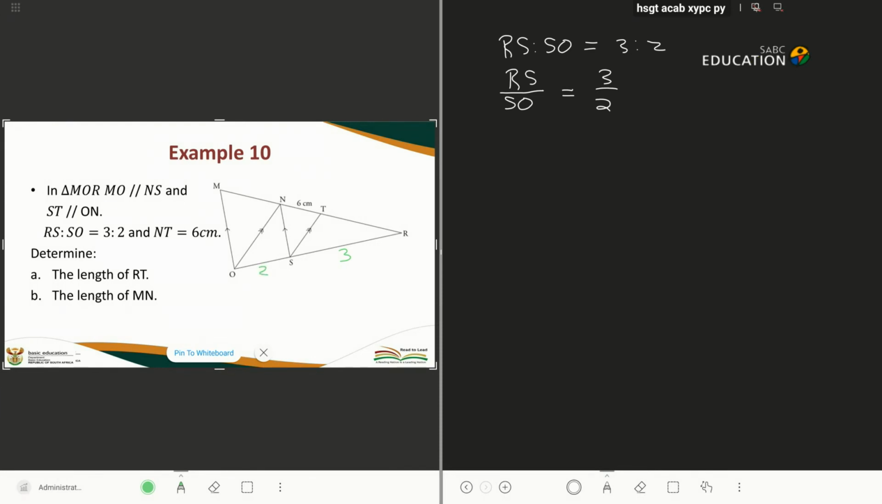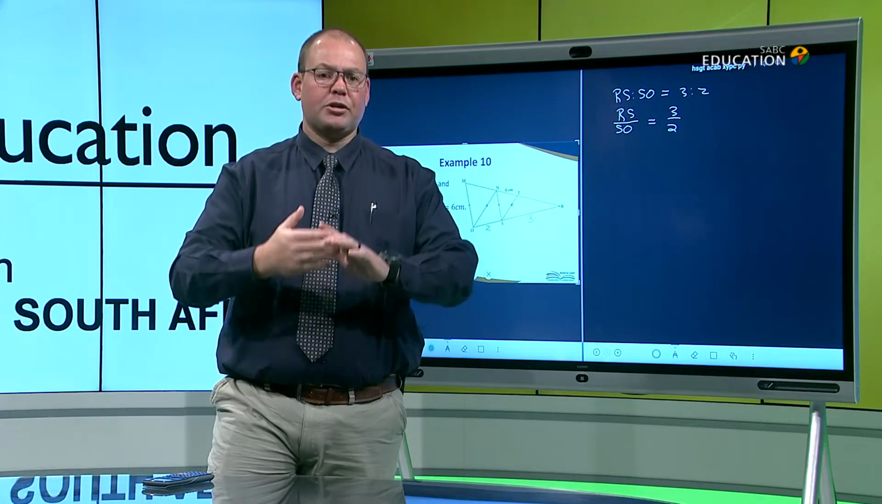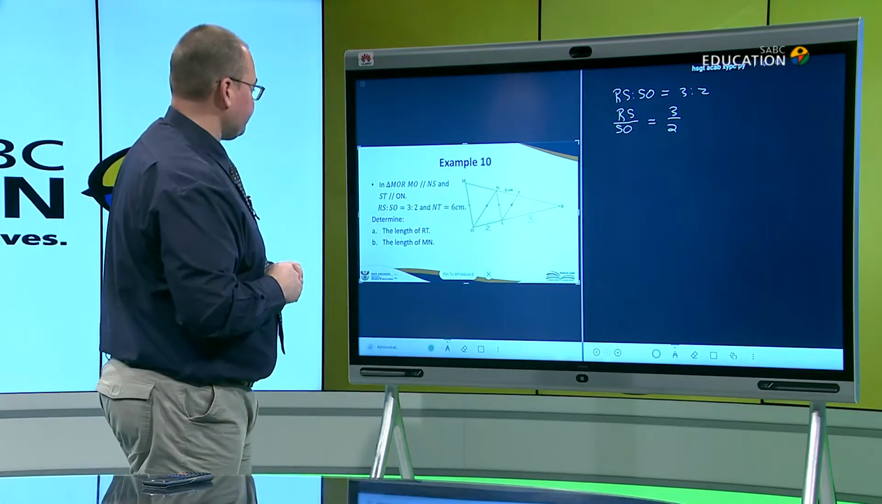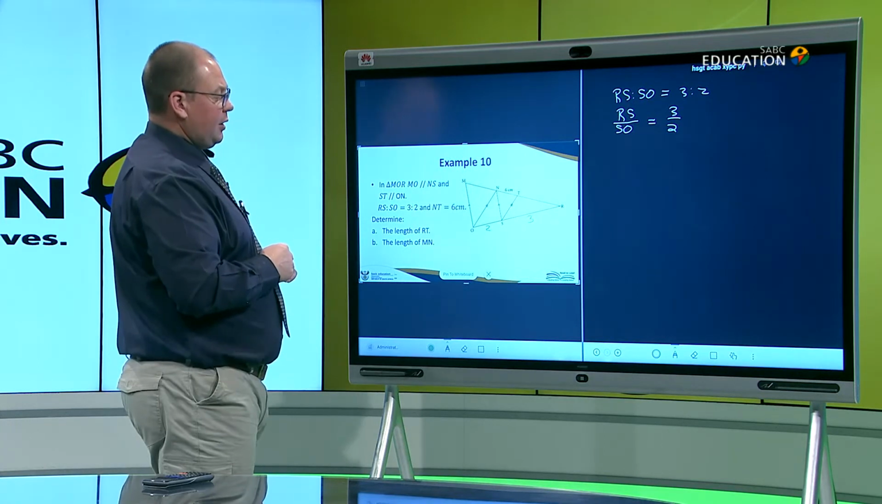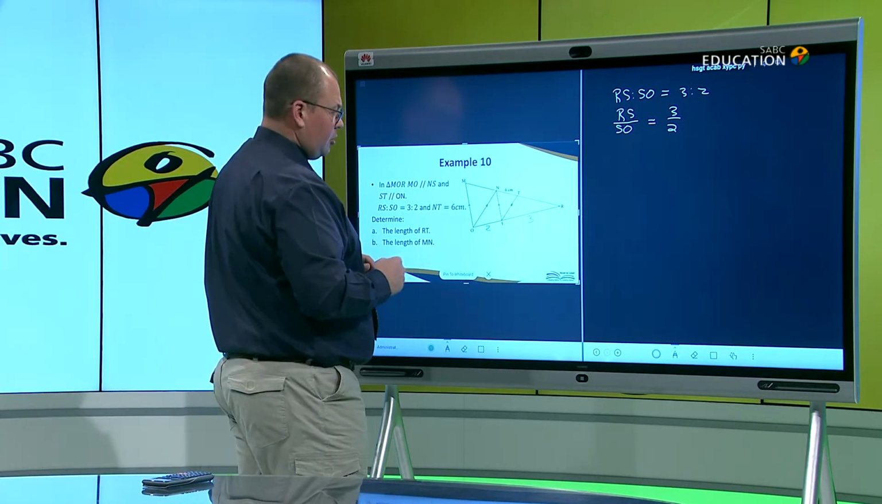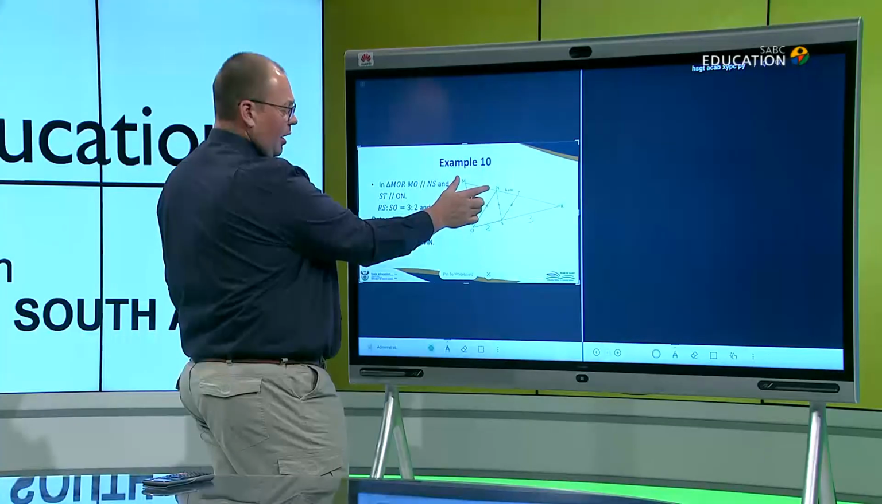But now the common mistake is that you automatically assume that that is the length of the side. That's not necessarily true, because they were given the ratio. So please remember that we work with the ratio. Now they say determine A, the length of RT. So I need to look at where I have RT. A tip I can give you is to draw yourself a little triangle. Will I use RM? No, because I don't know anything about MN.